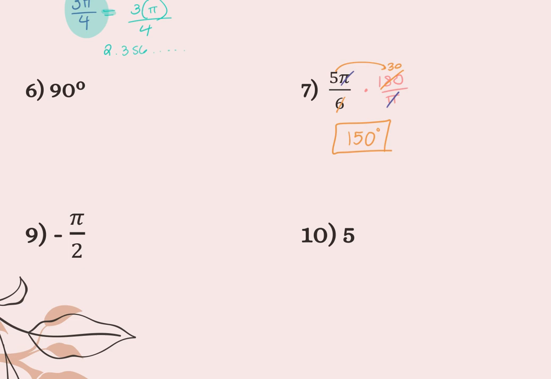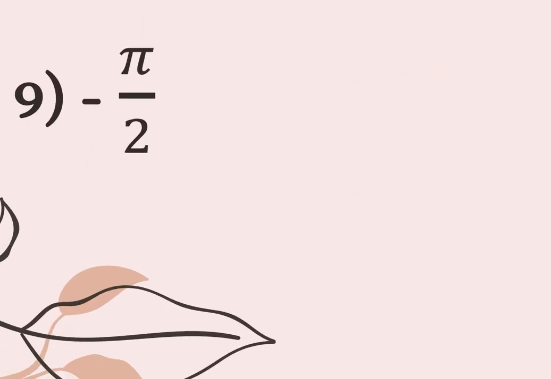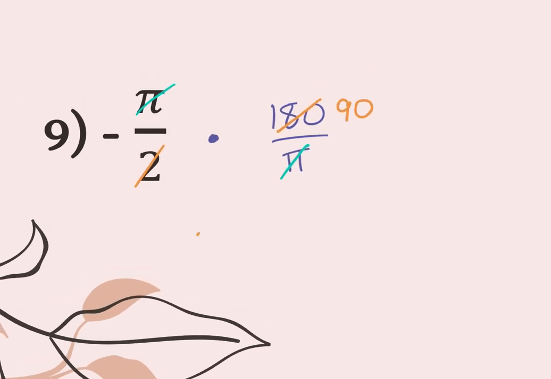Okay, and then 9, so if it's negative, that negative is going to be there at the end. You keep that negative. It's always there. You don't lose that negative. But I'm going to multiply this times 180 over pi. Good. So the negative is there. I don't want it here. I'm not multiplying times negative, but it's going to be part of my answer. The pi's are going to cancel. 2 goes into 180 90 times, and my answer is negative 90.